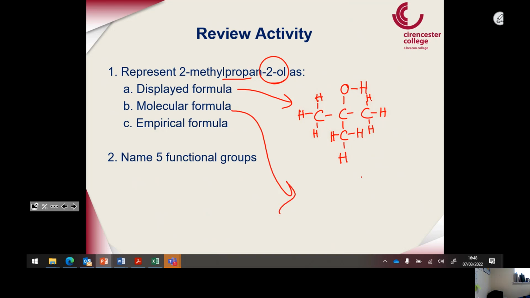Next one, the molecular formula. You should have got, let's see, so we've got 4 carbons, C4H, now we've got 3, 6, 9, C4H9, and then OH. If you put C4H10O, that's also good. And then the empirical formula, see if you can simplify this at all. So we've only got 1 oxygen present. We can't halve that, can we? So the empirical formula is also the molecular formula.